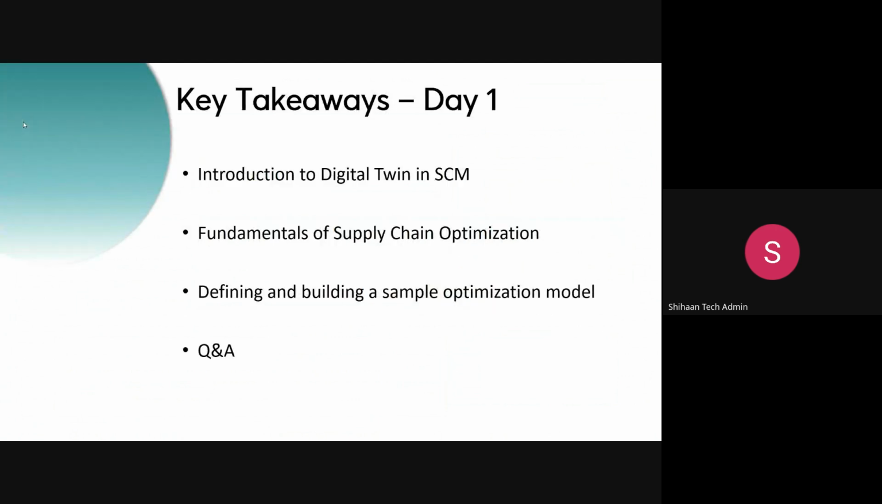So today is day one; day zero was the recap of the topics we covered. Today we will learn what a digital twin is, why digital twin is so important in supply chain, and the different factors of digital twin: the enablers, where the data comes from to build a digital twin, and how we can build one. We will also study the fundamentals of supply chain optimization, and define and build a sample optimization model. This will be interesting.